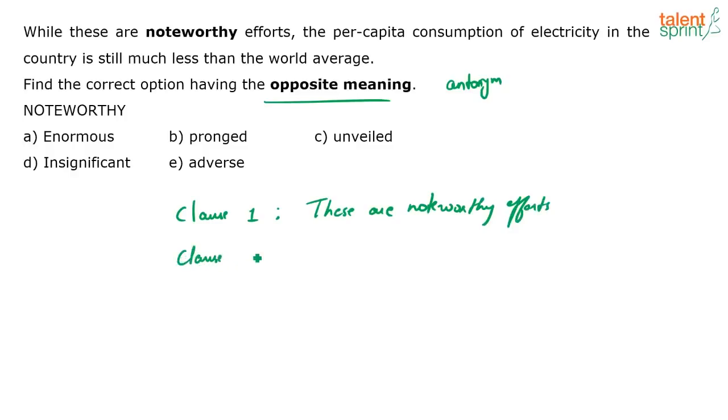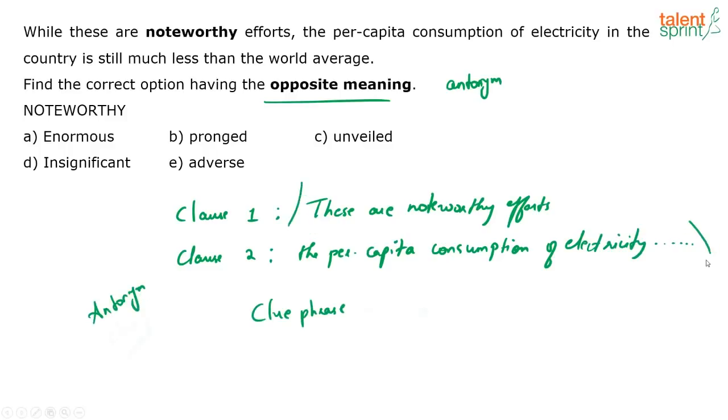Clause 2. Remember I said each clause is a complete thought. The per capita consumption of electricity is still much less than the world average. What is the word that is connecting these two sentences? Still much less. Yes, correct. What is the clue word connecting these two sentences, guys? I have mentioned both the sentences. There's only one word left in the sentence. What is that word?